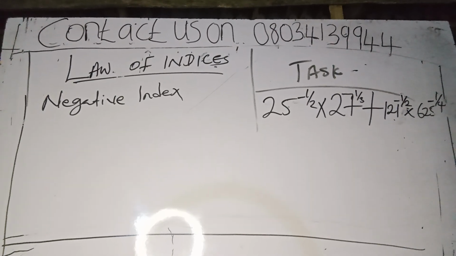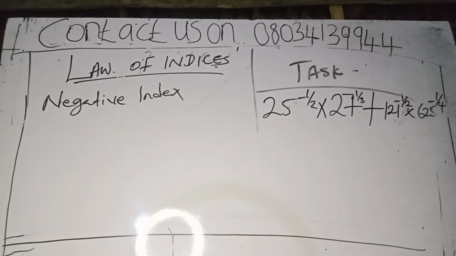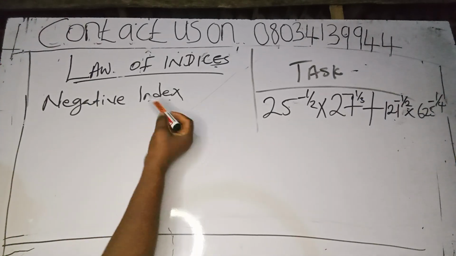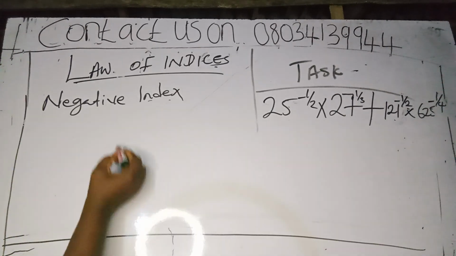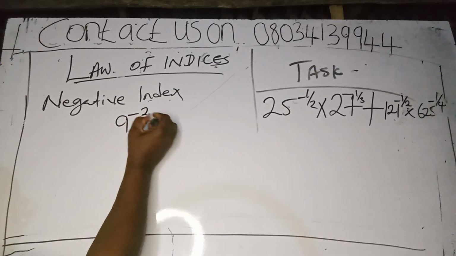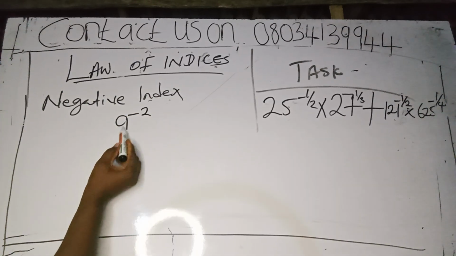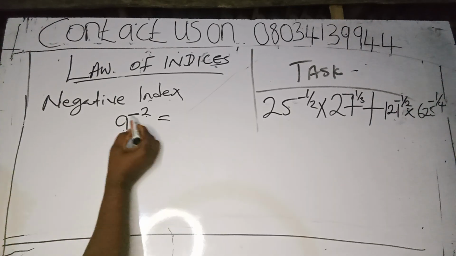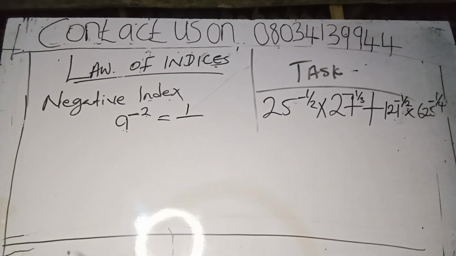Welcome back. Still on the law of indices. Now we shall be looking at the negative index law. The negative index law states that when a base is raised to a negative power, for instance, instead of having a raised to power of 2, we are given a raised to power of minus 2. Law of indices demands that this negative should be made a reciprocal.